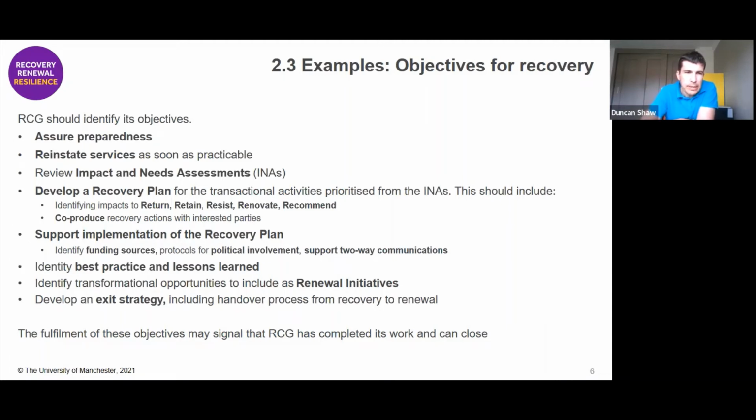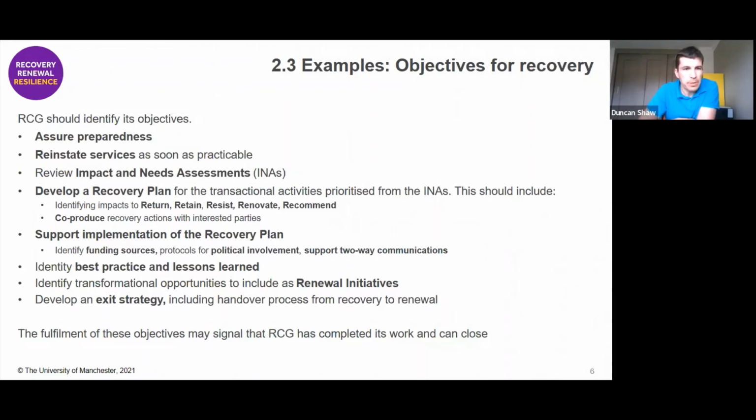So some examples of objectives for recovery. We think that it's all about assuring preparedness. We've talked about that already, that recovery is about making sure that you're prepared for the next crisis, for the next emergency. So that means reinstating services. It means reviewing the impact and needs assessment so that you can understand what has been impacted, what are the needs that have existed before the crisis, and understand those so that you're able to develop a plan.